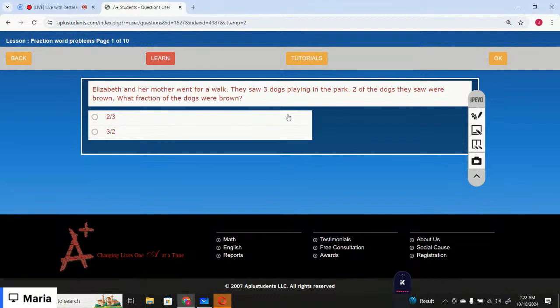Elizabeth and her mother went for a walk. They saw 3 dogs. So the total dogs were 3. 2 of the dogs were brown. So what fraction of the dogs were brown? That is 2 out of 3. Always the total, the greater one, in the denominator, the smaller one in the numerator. That is 2 out of 3, not 3 out of 2. Got it? The correct option is 2 out of 3.